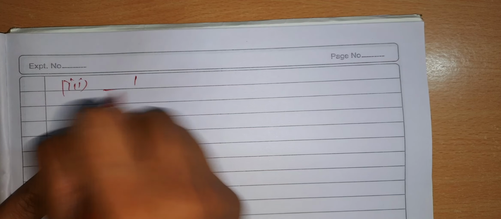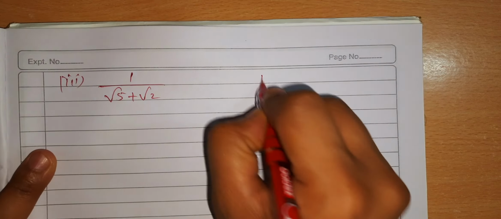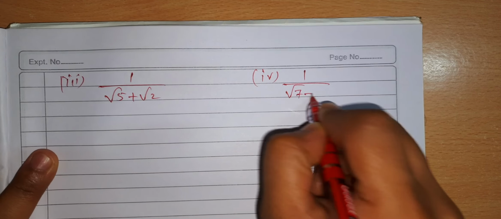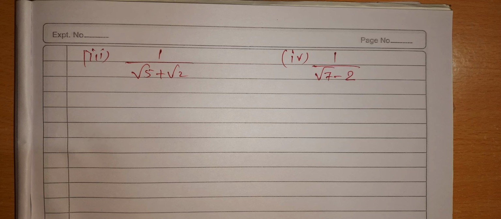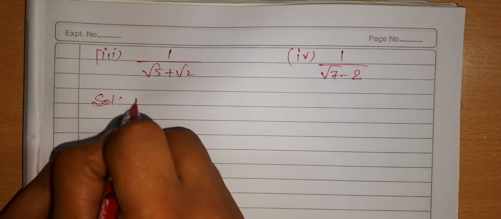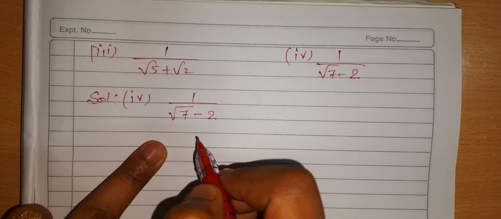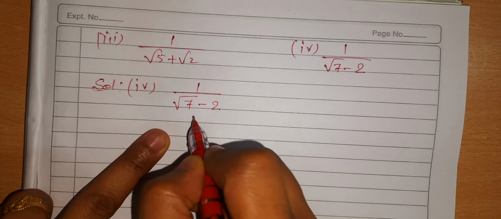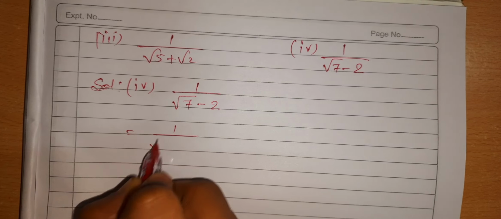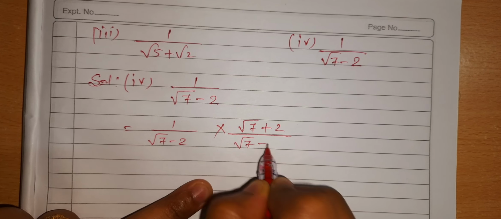Okay. Now the next part of this question, we have to rationalize this number 1 by root 5 plus root 2. Okay. And the last, fourth one is 1 by root 7 minus 2. So this third question you try to solve on your own. I will solve the fourth one. In the fourth question we have root 7 minus 2. We don't have root 2. We simply have root 7 minus 2. So what we will do, 1 by root 7 minus 2 will multiply by root 7 plus 2 and divide by root 7 plus 2.